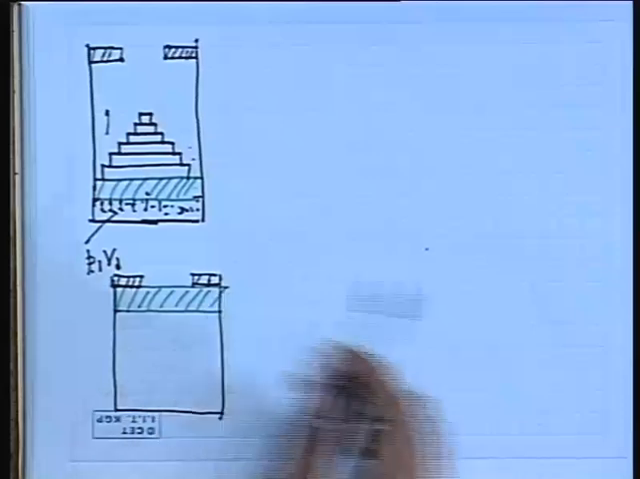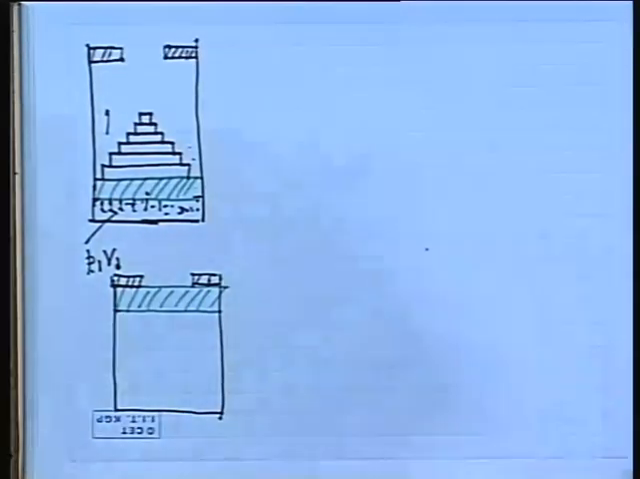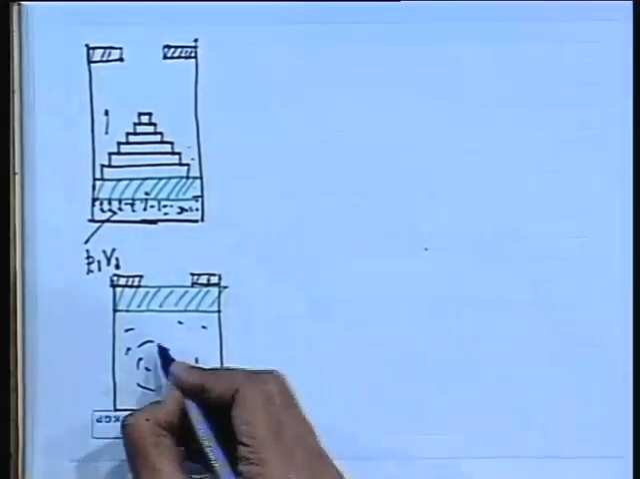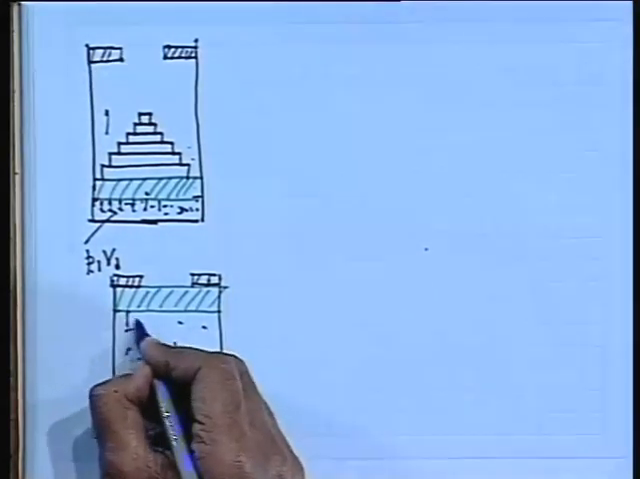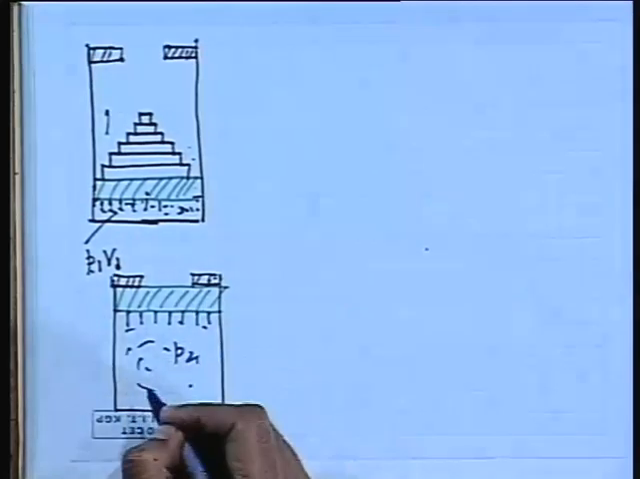Piston will come here, and at that time an equilibrium state will be achieved with the gases inside, and let this gas pressure be P2. And in that case what will happen? This pressure will balance the piston weight and the reaction of the stop.